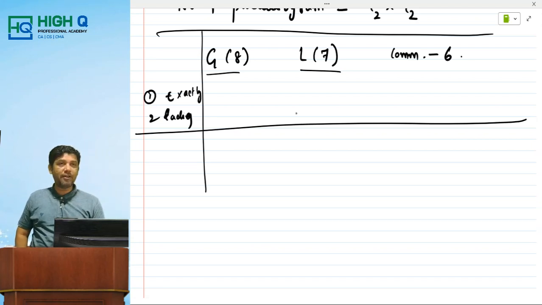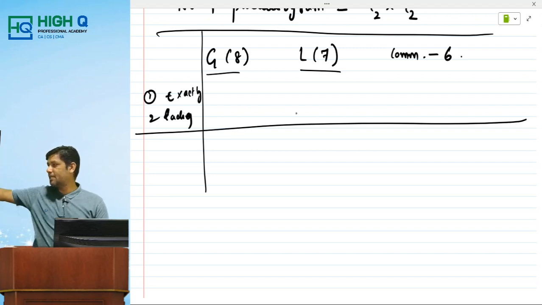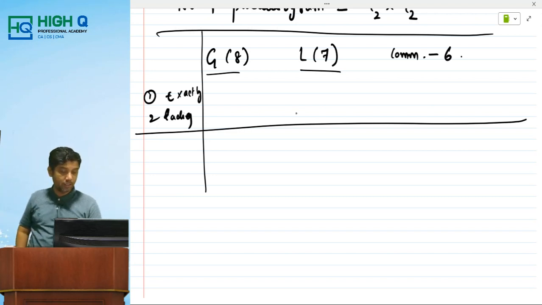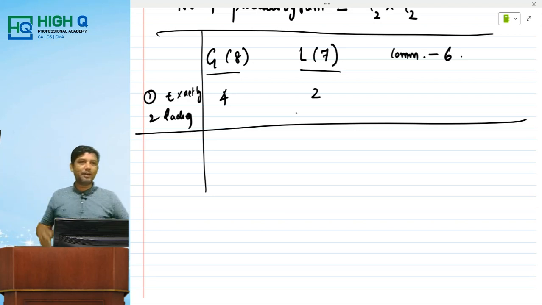How many gentlemen do we have? 8. Ladies, 7. Gentlemen is 8, ladies 7. In the committee, 2 ladies have to be there, compulsory. Exactly 2 ladies, so no changes. But the remaining 4 must be gentlemen, so I should write 4 here. Say yes or no, my dear? Am I right?